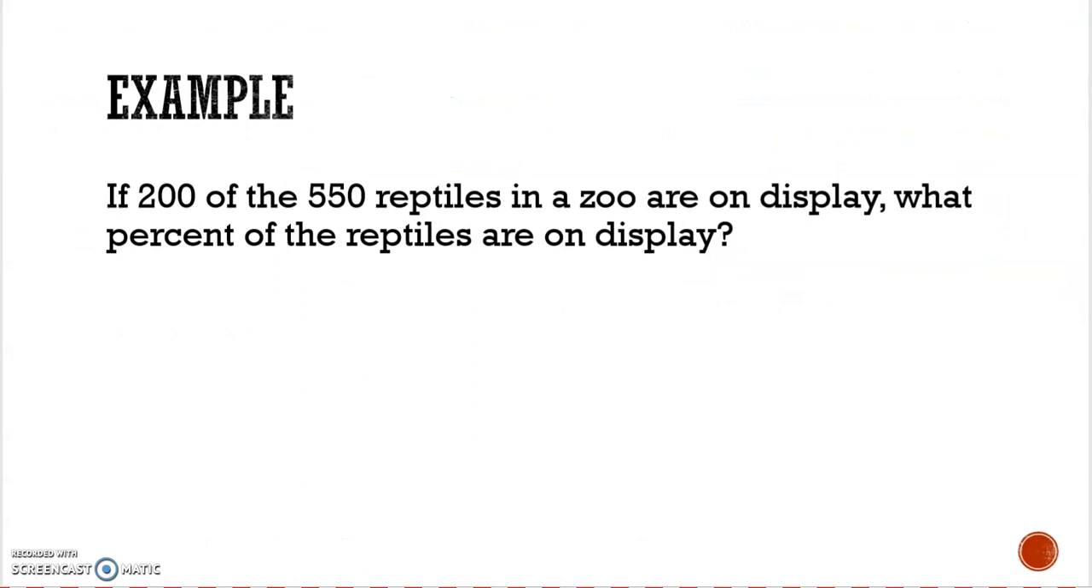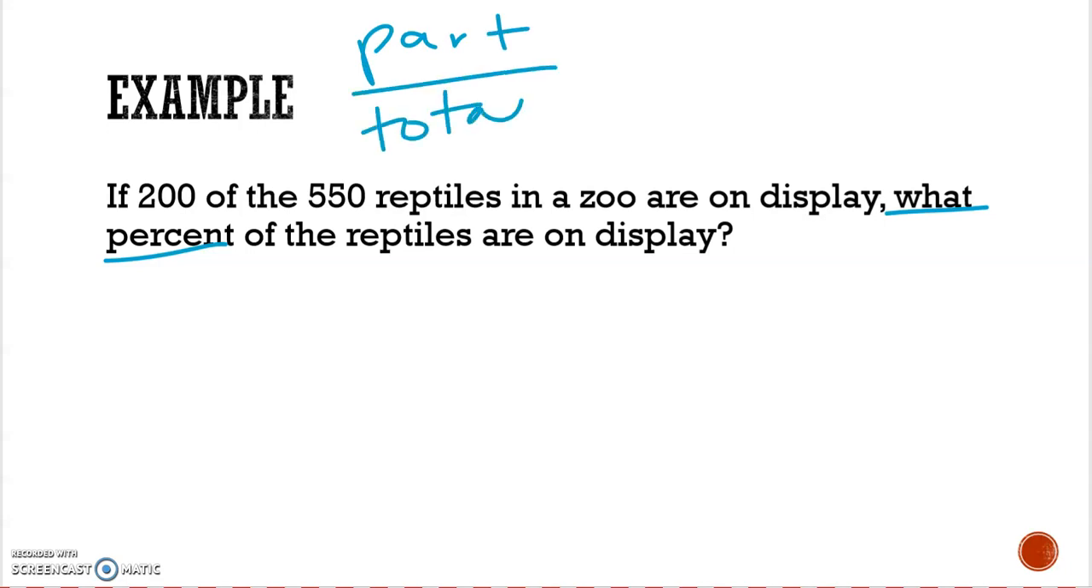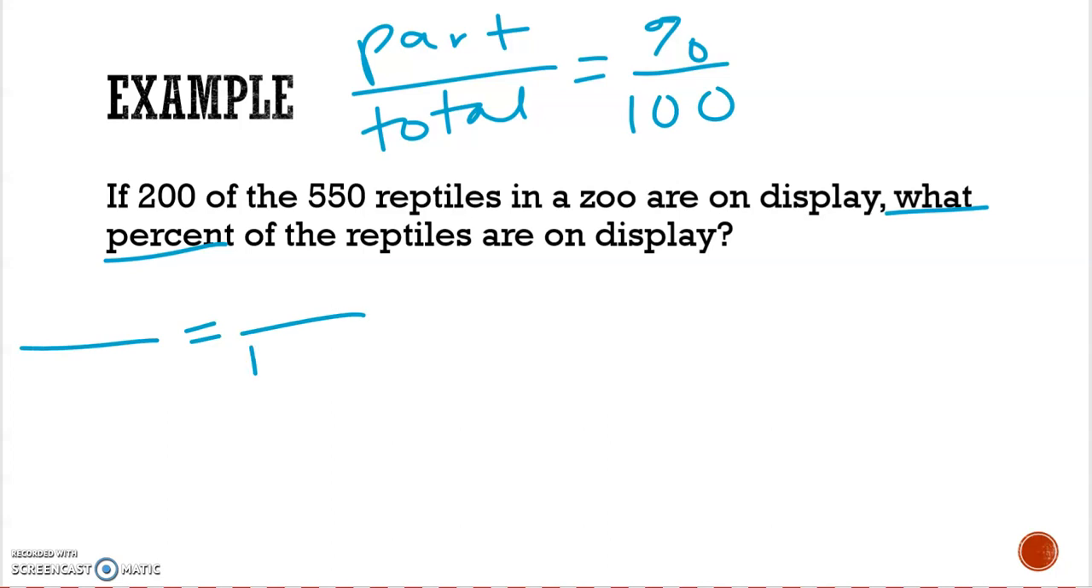All right, so one more example is the word problem ones. If you read this, it says, if 200 of the 550 reptiles in a zoo are on display, what percent of the reptiles are on display? So what percent? That automatically tells me that the percent is going to be the x. Like I said, when we're doing word problems, I think of part and total or whole, and then my percent and 100. I know my 100 is never going to change, so I'm going to fill that in. And it says what percent, so that means my x is in the percent spot.